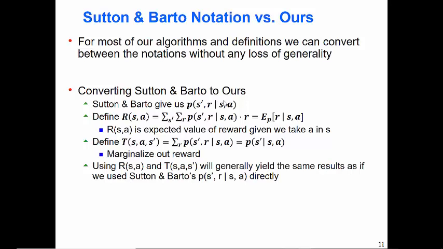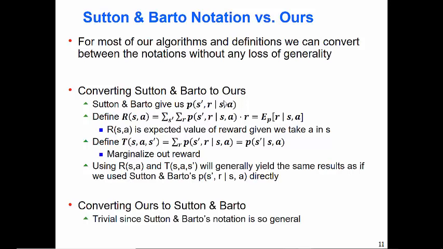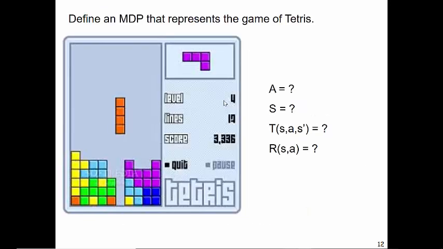One of the interesting aspects of this is that it's kind of unintuitive. A stochastic reward function doesn't fundamentally change things. If you have a stochastic reward function, you can just work with the expected reward function, and the algorithms are going to give you the same answers. That's kind of an interesting aspect of all this. And then we can convert from our notation to Sutton and Barto's with no problem because theirs is strictly more general.